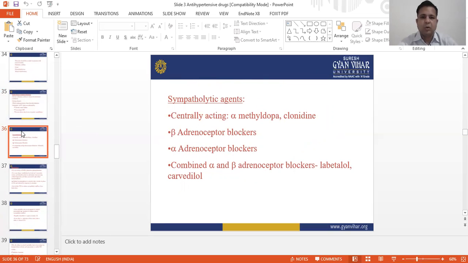Sympatholytic agents, that is centrally acting agents, for example alpha-methyldopa or clonidine. Beta adrenoreceptor blockers, alpha adrenoreceptor blockers, and combined alpha and beta adrenoreceptor blockers, that is labetalol and carvedilol.